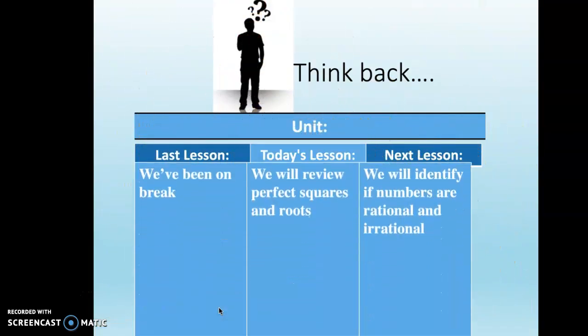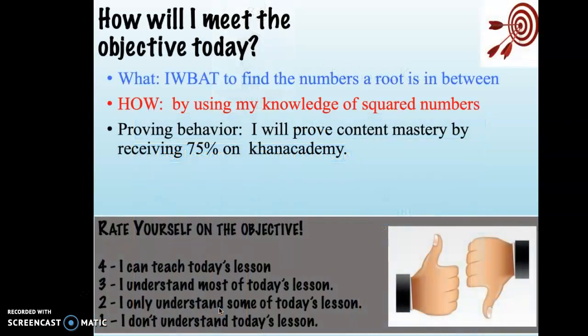Really quickly, we just finished our break. Today we're going to learn perfect squares and roots. Next lesson, we're going to do rational and irrational numbers for identifying. Today you're going to be able to find the number a root is between by using your knowledge of the square numbers. This is why we created that in our warm-up.